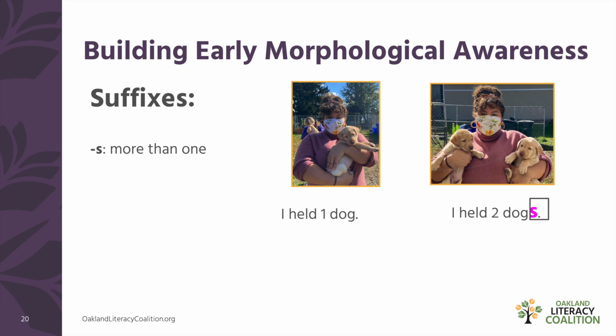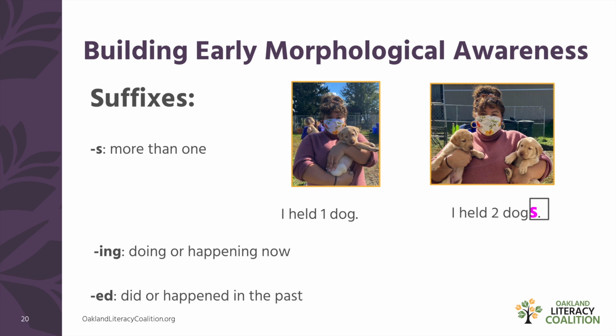The suffix ing, meaning something is happening right now, and ed, that something was done or happened in the past, are also introduced in first grade. These suffixes start to appear frequently in first grade texts, and kids are always so excited to learn about them and be able to tackle longer words. This is 6 and 7-year-old morphology.